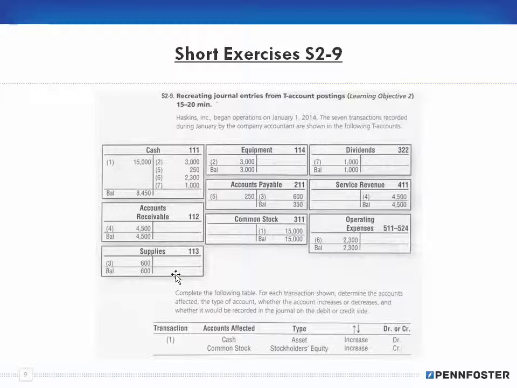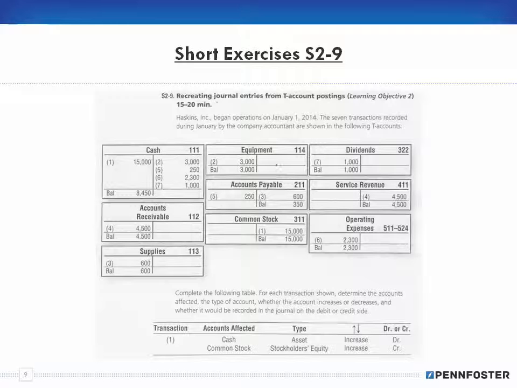2-9. Recreating journal entries from T account postings. Let's see here. Haskins Inc. began operations on January 1st, 2014. The 7 transactions recorded during January by the company are shown in the following T accounts.